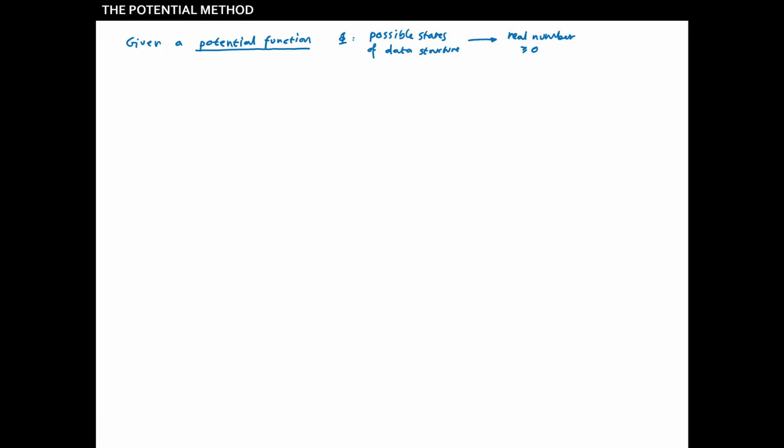This is potential in the sense that physicists use the word potential. Physicists talk about potential energy and so on. The potential of a state is a measure of how much energy is inherent in that state. Intuitively, I want to think of phi as measuring mess.